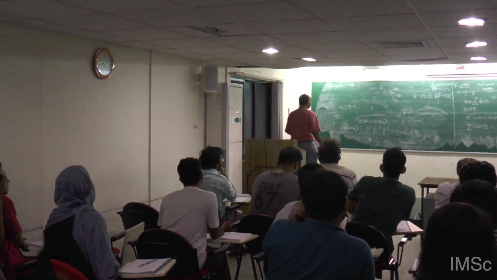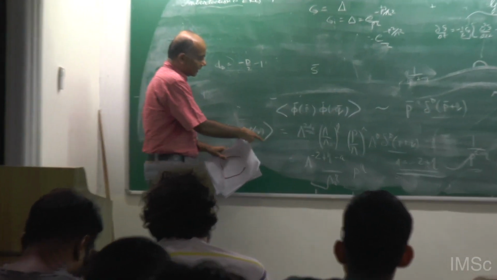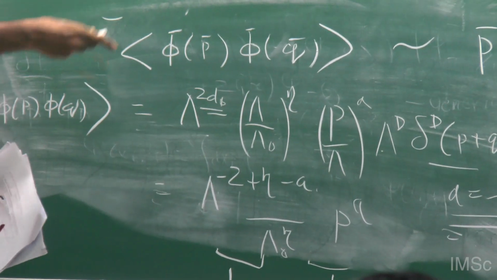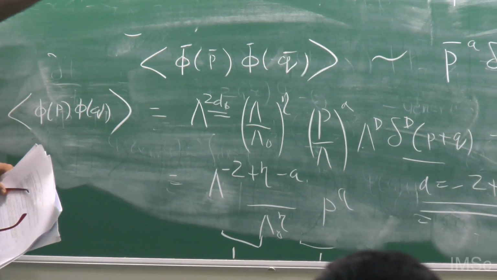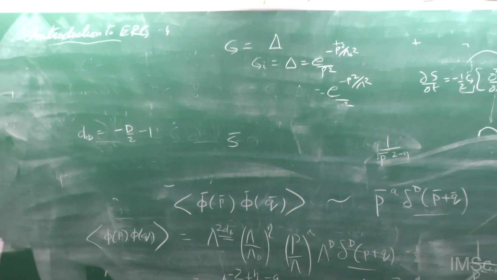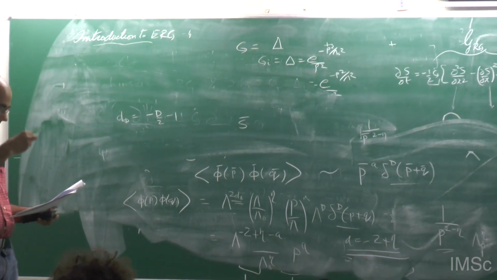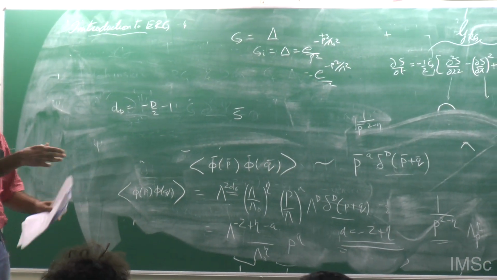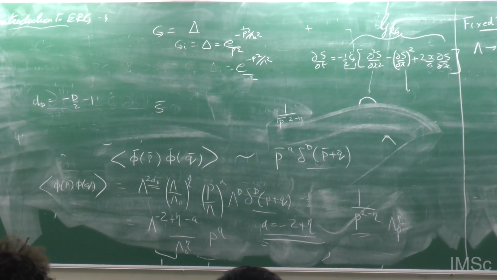Oh, because I said the original theory, the bare theory, doesn't know about this lambda. It's an arbitrary cutoff you introduced. So it has to be independent of lambda. So that's the usual RG argument, that correlation functions don't depend on this capital lambda.